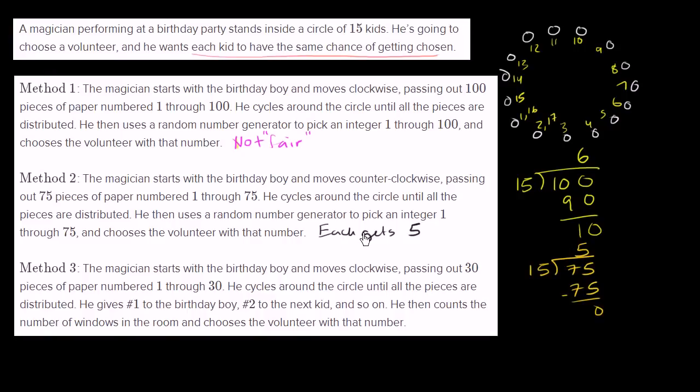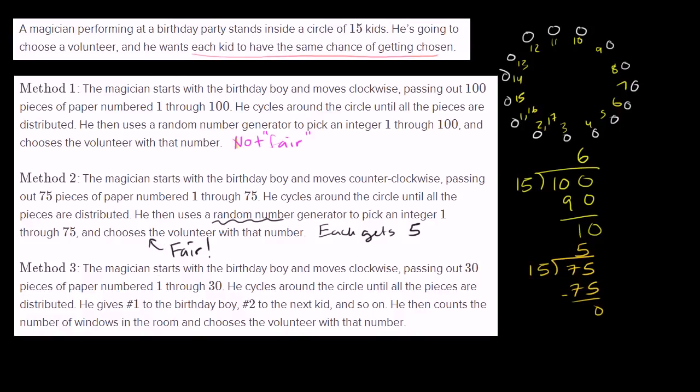So they all have an equally likely chance of getting picked. And then he's using a random number generator to pick them. So they all have an equally likely chance. I would say method 2 is indeed fair. They all have the same chance of getting chosen.